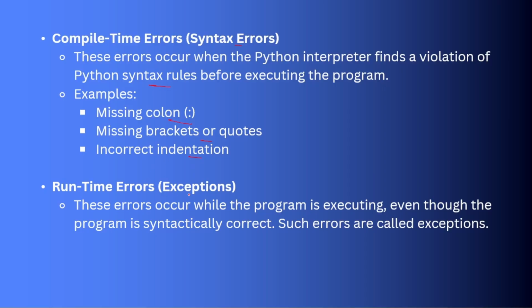Next is runtime errors, or exceptions. Now what are exceptions? These errors occur while the program is executing, even though the program is syntactically correct. So in this case, the syntax is correct. Nothing is wrong in the syntax. But while performing the computation, something has gone wrong. Something wasn't right. So that causes runtime errors. Such errors are called exceptions. When the syntax is correct, but while performing some computation, let's say it was performing a division, but the division wasn't correct, at that time a runtime error could occur.